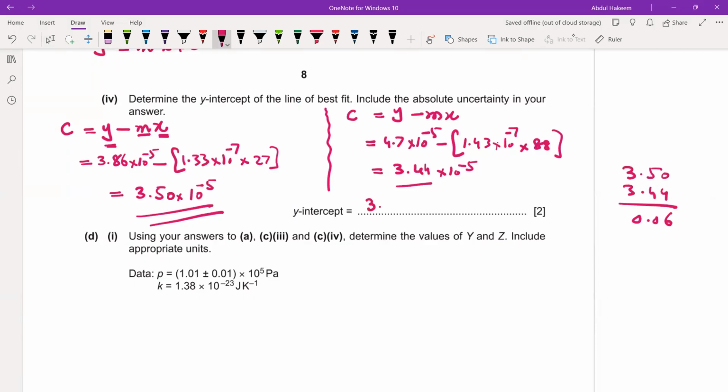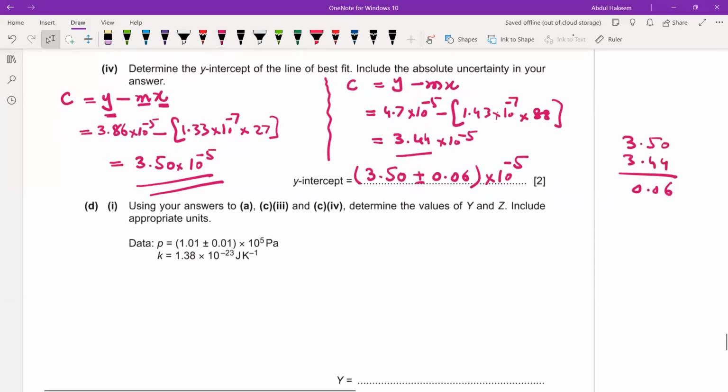So we will write the answer: 3.50 plus minus 0.06 into 10 power minus 5. So this is the y-intercept with error. If the unit is required, then definitely the y-intercept has the y-axis unit, meter cube, but it is not required here. Now move to the next point. This can also be written as 3.50 plus minus 0.1 into 10 power minus 5, because 0.06 is close to 0.1. Both answers are correct and acceptable by Cambridge.